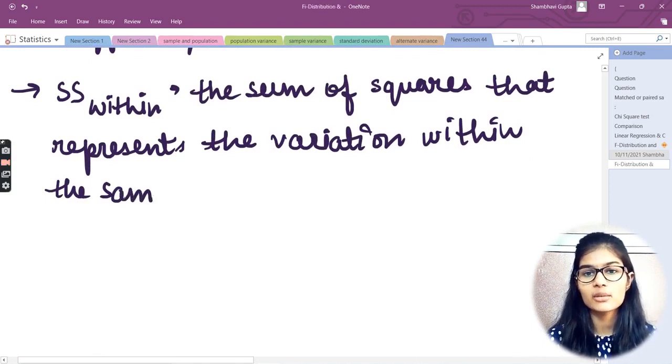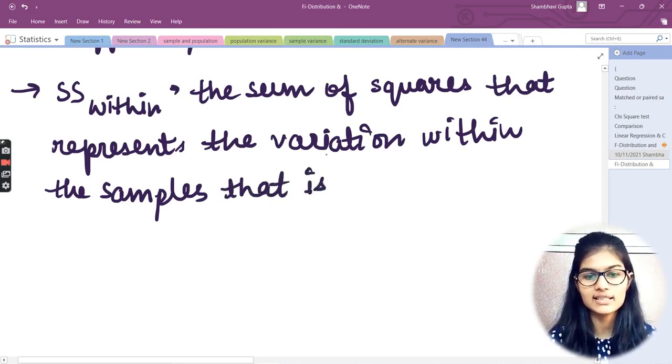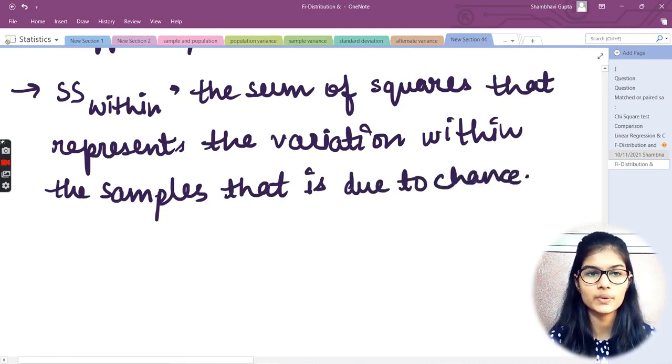So the sum of squares that represents the variation within the samples is due to chance. So here goes the chance. So SS within is basically the sum of squares that represents the variation within the samples, and that is basically due to chance, right?